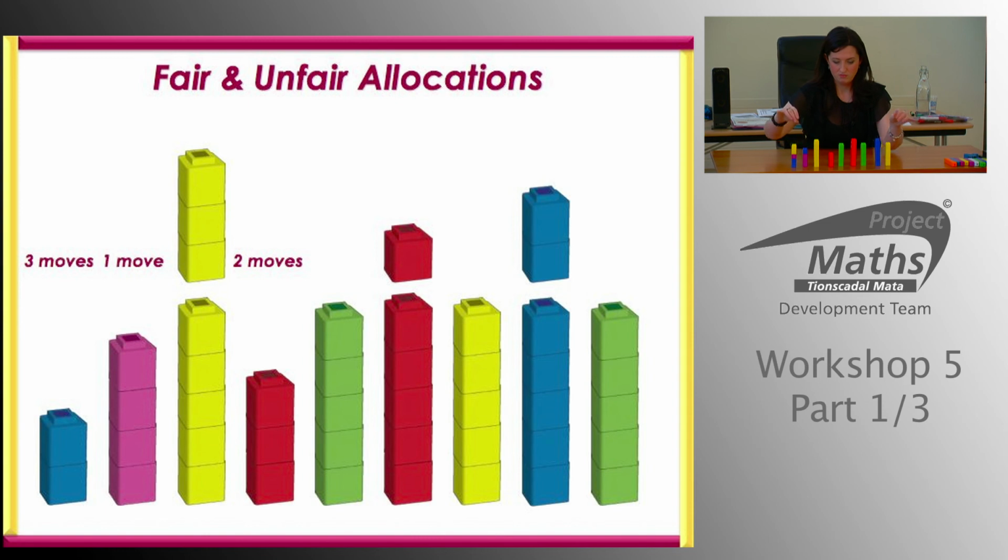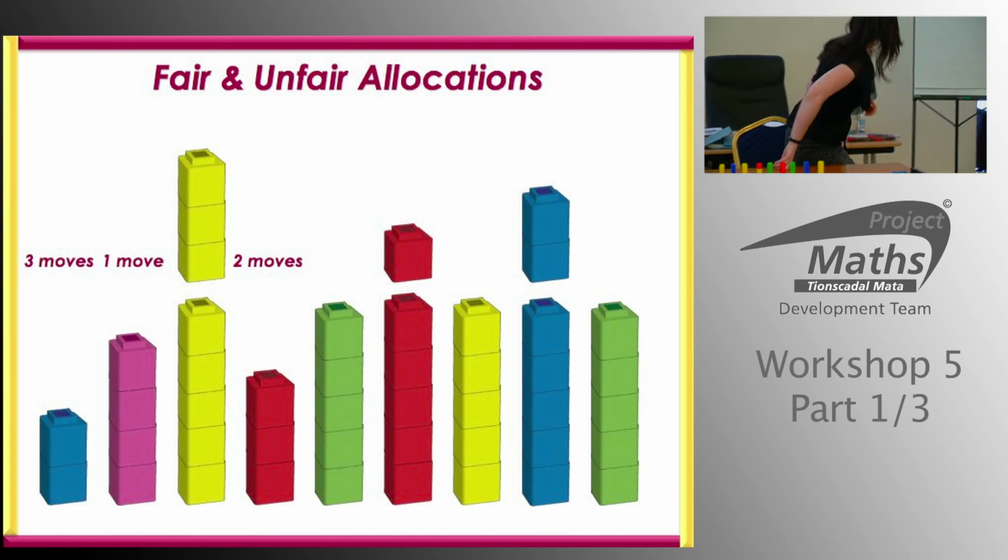4 moves. 5 moves. 6 moves. 7 moves. Okay. So after 7 moves, I have a fair distribution. And what's a fair share? 5 sweets. Okay, so 5 is my mean, my average, a fair share.